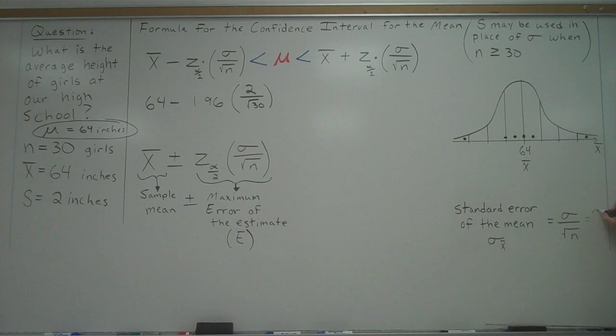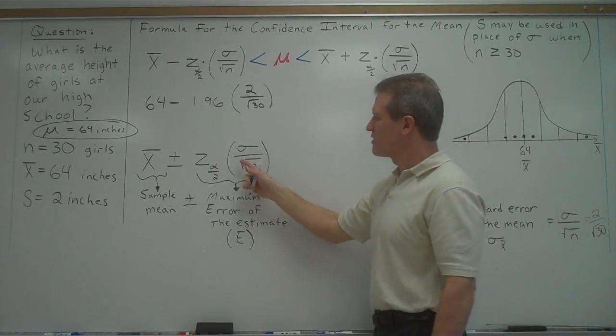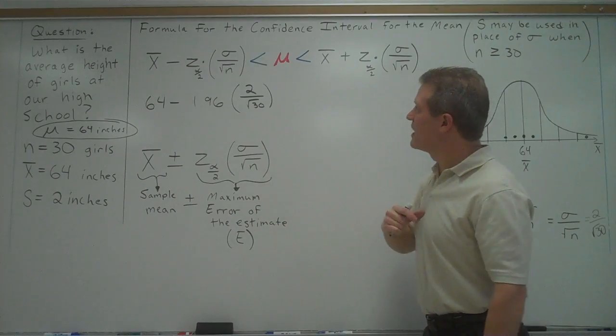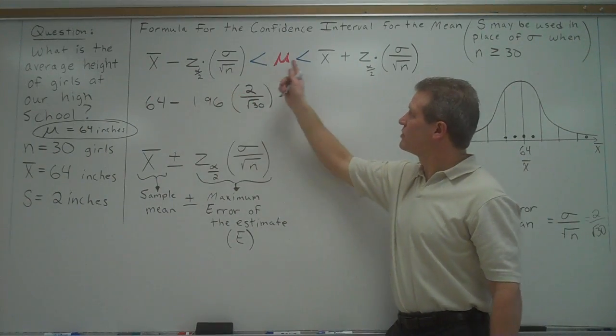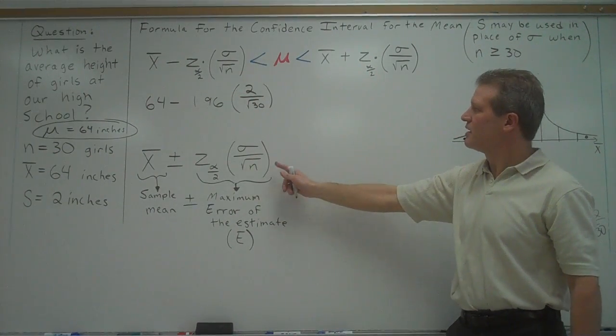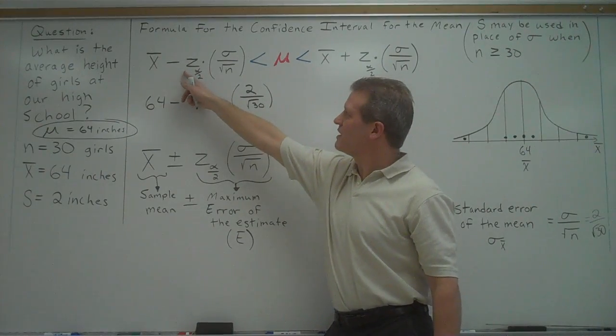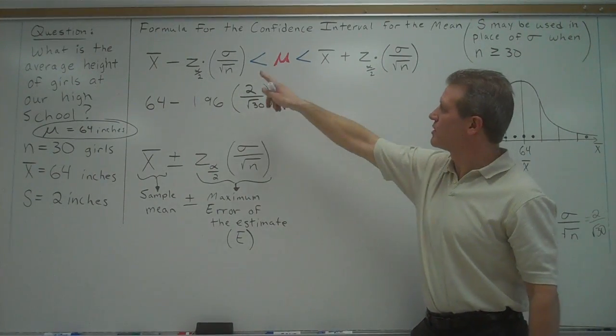So if I take 2 divided by the square root of 30, that's going to tell me how much each standard error is up here on the graph. And you can see that's happening right here in our formula. Oh, by the way, I wanted to show you that I rewrote this formula in this form. Notice that the left side and the right side are identical except for the plus or minus.